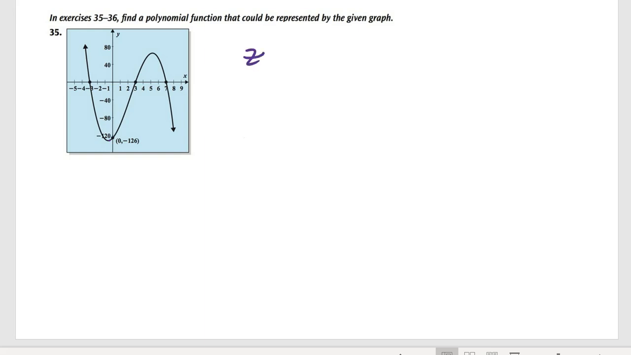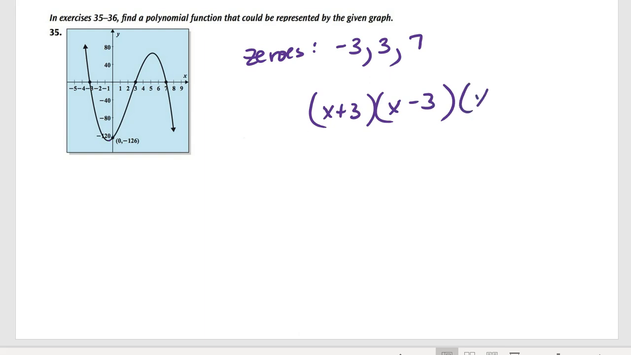Our zeros are going to be negative 3, 3, and 7. So we know that our factors will be x plus 3, x minus 3, and x minus 7. Okay? Our left side is going up, and our right side is going down. So this means I'm going to have a negative 1 coefficient, because my left is going up and my right is going down. And it's going to be equal to f of x. So this is one polynomial that could be a variation on that. So let's multiply it out.